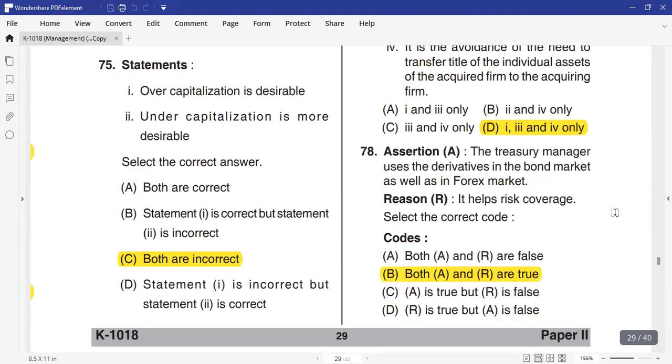78, assertion and reasoning. The treasury manager uses the derivative in the bond market as well as the forex market. The reason is it helps the risk coverage. Both the options are correct. The treasury manager uses it basically to cover the risk. Therefore, the correct answer for the 78th question is B. Both the assertion and the reasoning are true.